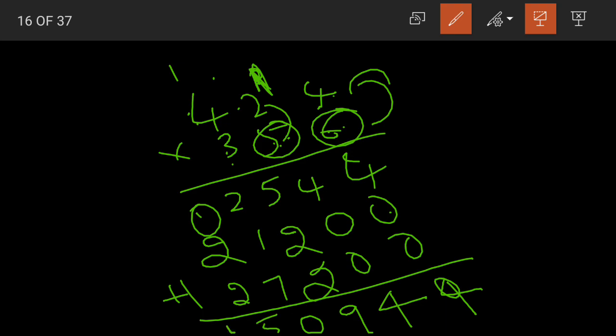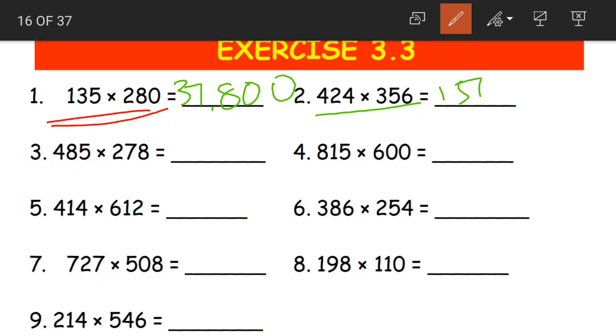Yes children, what is our final answer? 1,50,944. Clear how to multiply a 3-digit number by another 3-digit number? Again third one is also a similar one, so I am skipping. Now coming to fourth one, that is 815 into 600.